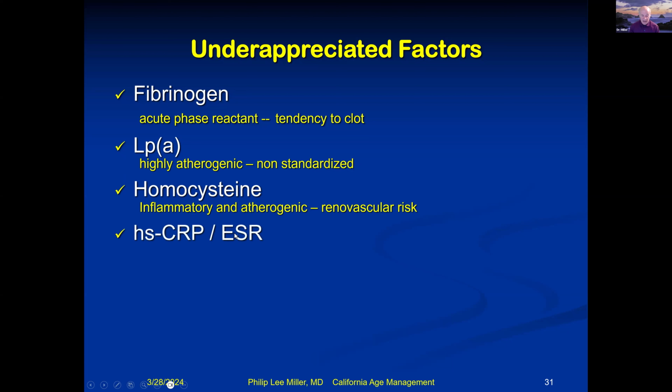We look at CRP and SED rate. They measure different fractions, but it's a good measure of inflammation, frequently related to glutamine or gluten.